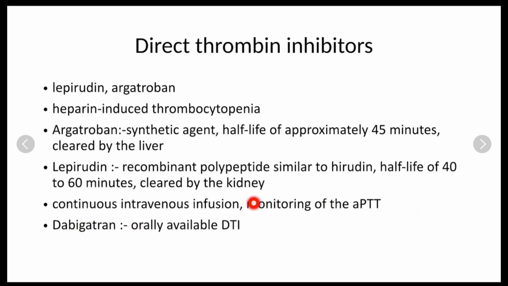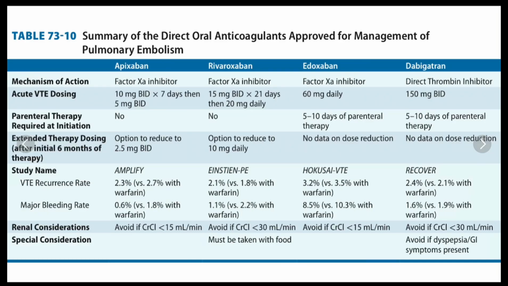And then comes dabigatran. Dabigatran is an orally available direct thrombin inhibitor. So this is the summary of direct oral anticoagulants which are approved for management of pulmonary embolism. These all are 10A inhibitors, and dabigatran is a direct thrombin inhibitor.